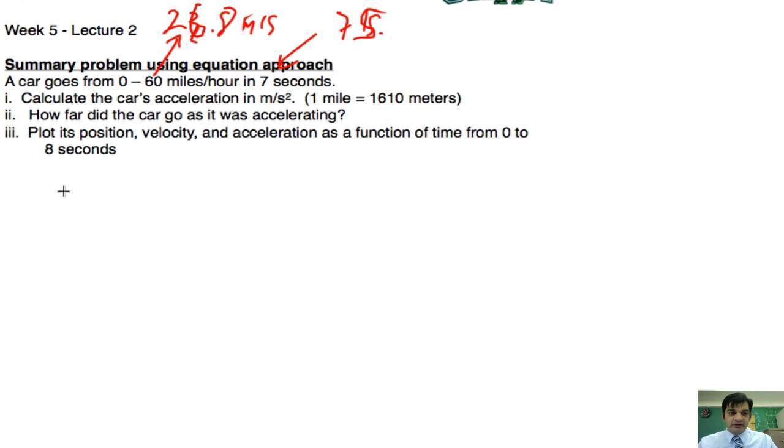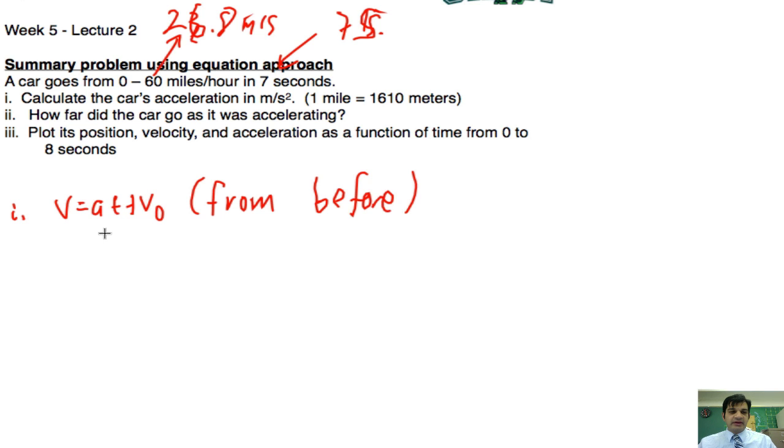And we can go ahead and solve. Now, if we want to get the car's acceleration, we can use v equals at plus v naught as we did before. So from before, we know that this is going to be 3.83 meters per second squared.